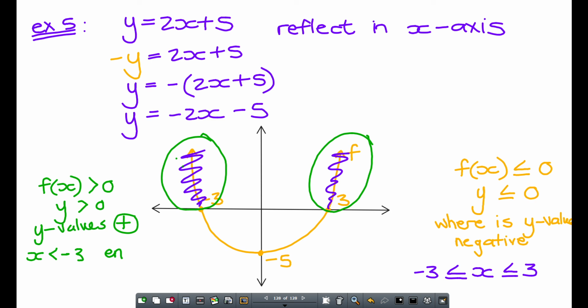Jy gaan kyk na, wag, kom ek skryf net gou hierdie stukkie ook, hier gaan x moet wees groter as 3, né? So, ag, ja, x moet wees groter as 3. Then what is this question? In the mixed exercise, at 3.1.1 and 3.1.2. Huh? Nee, onthou, hierdie tipe vraag is 1 of 2 punte.